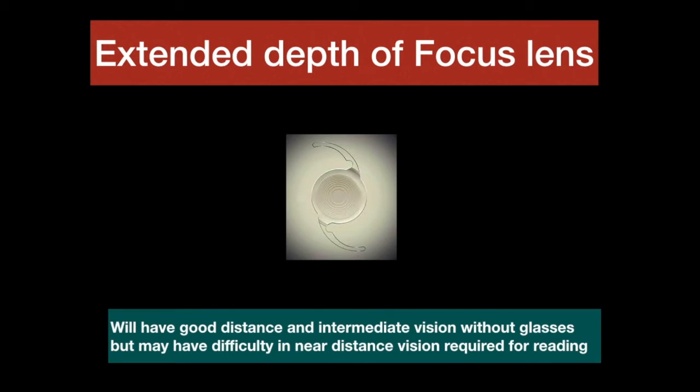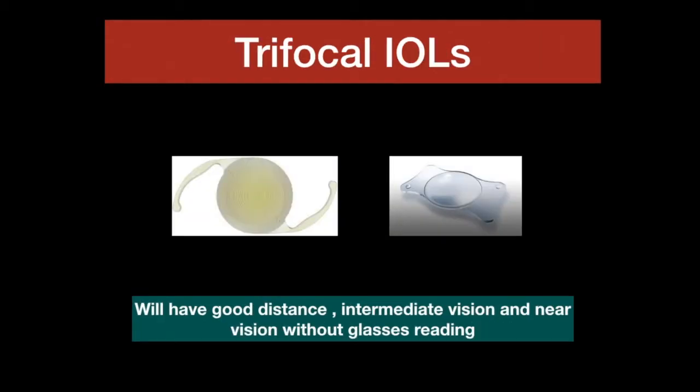Extended depth of focus lenses give a very good vision for distance and intermediate, but for near, the patient will need a small correction of approximately +1 diopters. For a normal monofocal IOL, they need a +2.5 to +3 diopter power in the glass to see near. Trifocals, as the name suggests, have 3 focus. So the patients with these IOLs will have good distance, intermediate and near vision without glasses.